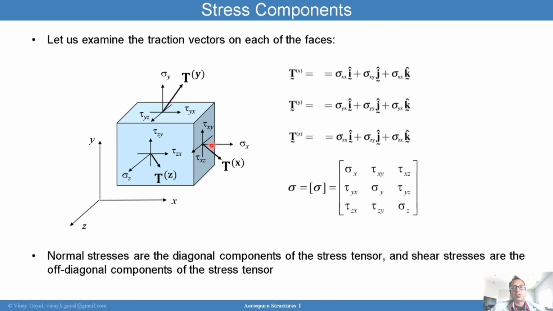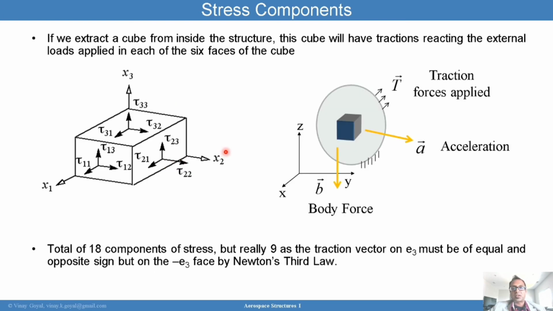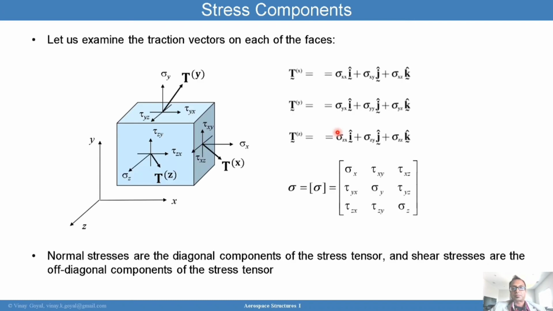I can also do the same thing with this phase here, this traction vector here, and this traction vector here. So it does make sense. If I were to excise a cube out of this structure, I expect 6 tractions extracted out of these phases, and they're reacting these external loads, and they are very independent upon where you are in the structure.